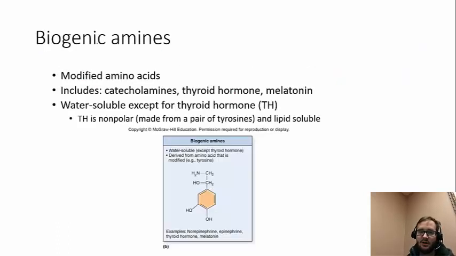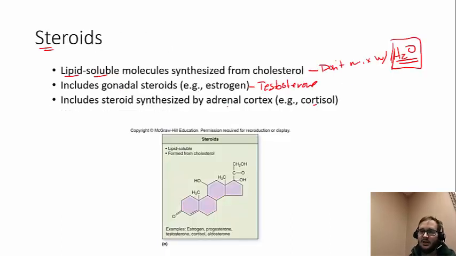The next category is biogenic amines, which are modified amino acids. And so there are a few different types here. You'll just need to know that these are kind of small. And so whenever they're kind of small molecules, typically they're not symmetrical. And so this typically means that they are polar. And so this is unlike these lipid soluble ones, which are non-polar.